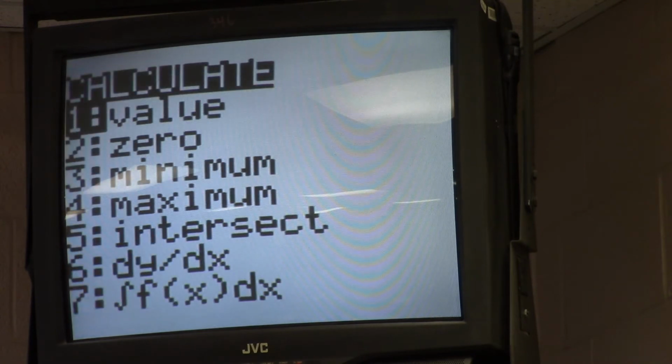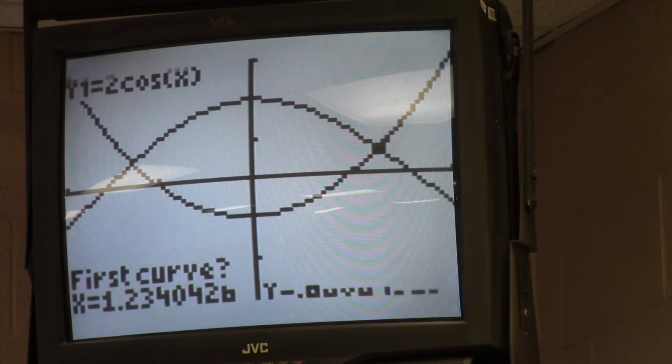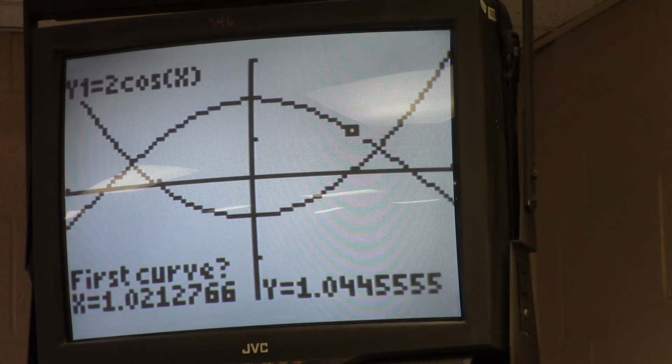How do you do that? Do you guys know how? You go second, trace, and then just like we did, I think it was just last class, with the zero feature, now we're using the intersect feature. So if you go intersect, what the calculator is doing is going to find the exact point of intersection of any two curves.